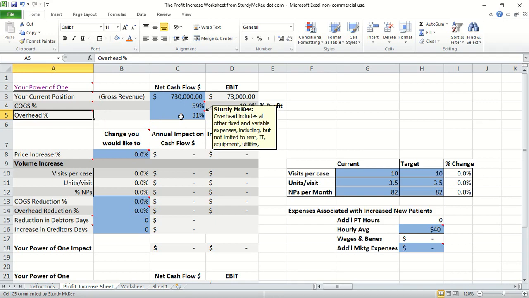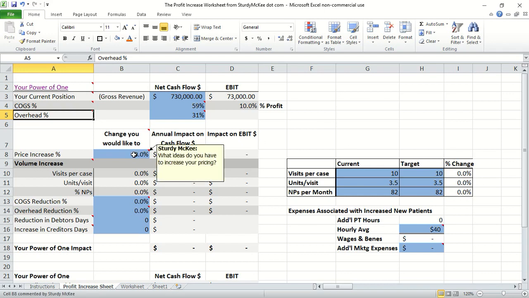Well, the overhead's everything else. It's all your IT, rent, fixed and variable expenses. Doesn't really matter if they go up and down. Equipment, utilities, everything else. So these two numbers ought to total your total expenses. And what that'll do is calculate your profit, or what's left over after you've paid everything.